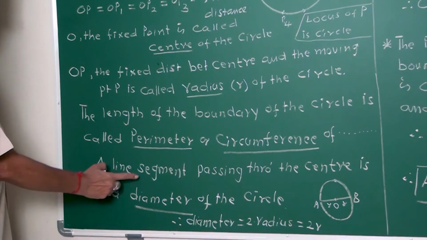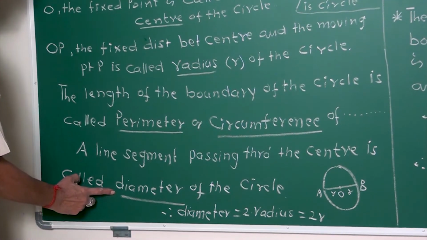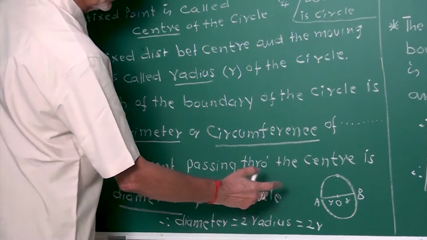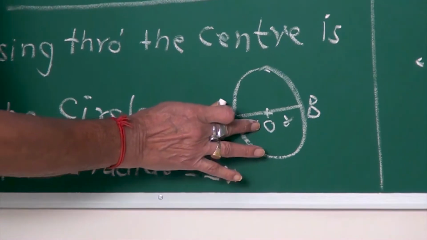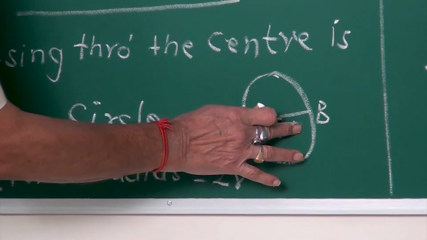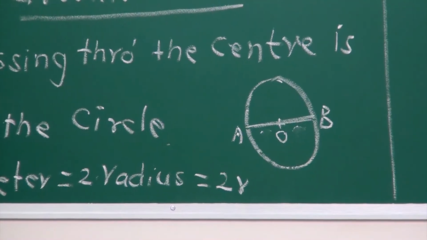Then a line segment passing through the center is called the diameter of the circle. Here, my friends, this is the center. It is a line that passes through the center.